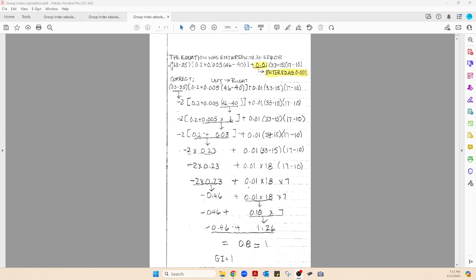This is the problem. To find the group index, you have to know this figure. I know what that is. That is the percent passing the number 200 sieve. I know what it is because of where it is in this problem. In this case, it's 33%. That tells me I've got a pretty coarse soil.